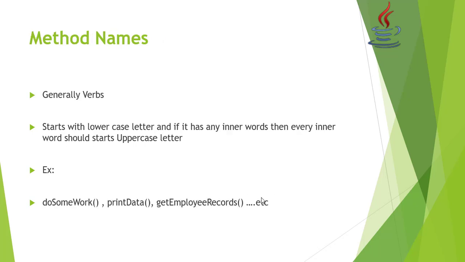Now, method names. How do we write method names? Methods are meant for doing some piece of work, right? So whenever you are writing a method, since it's doing some work, the name should be a verb.